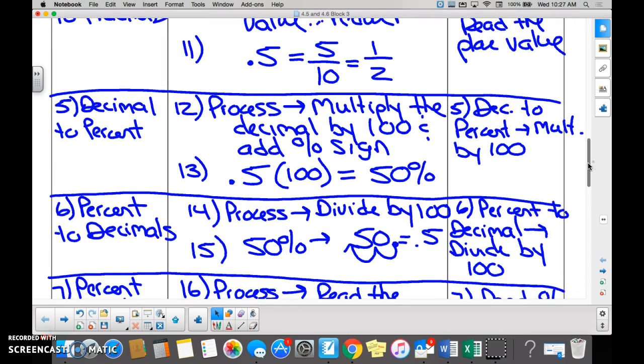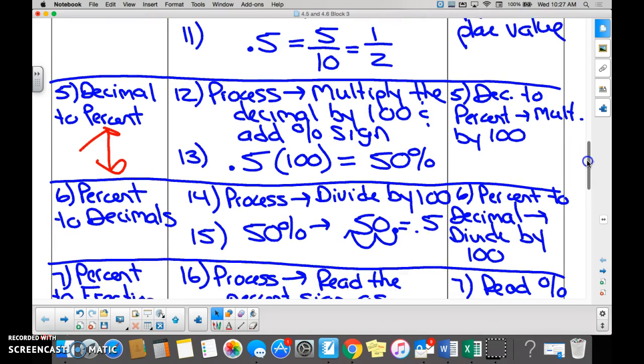So if you go from a decimal to percent, multiply by 100, how do you go from a percent to a decimal? So these guys right here are opposites, right? Yes. Okay, so all you gotta do is remember one and you should know the other one. If you're going from a decimal to percent, multiply by 100. Percent to decimal, divide by 100.